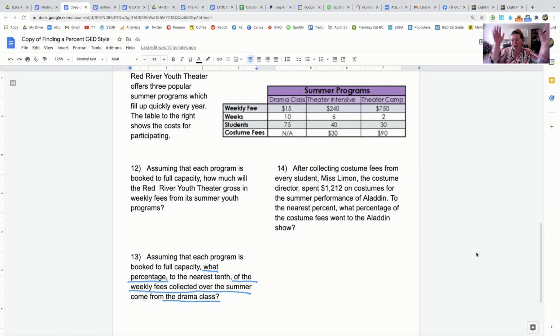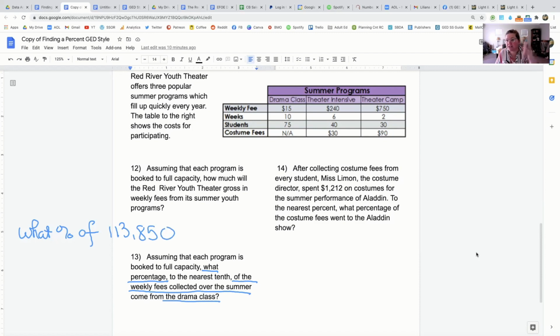Boom, there's why I asked you to find the total before. Notice that I say, what percentage of the weekly fees? Those weekly fees were the total we just found. So I'm saying to you, what percent of those weekly fees? Now we know how much those weekly fees were, $113,850. And guys, expect multi-step percent problems on the GED.